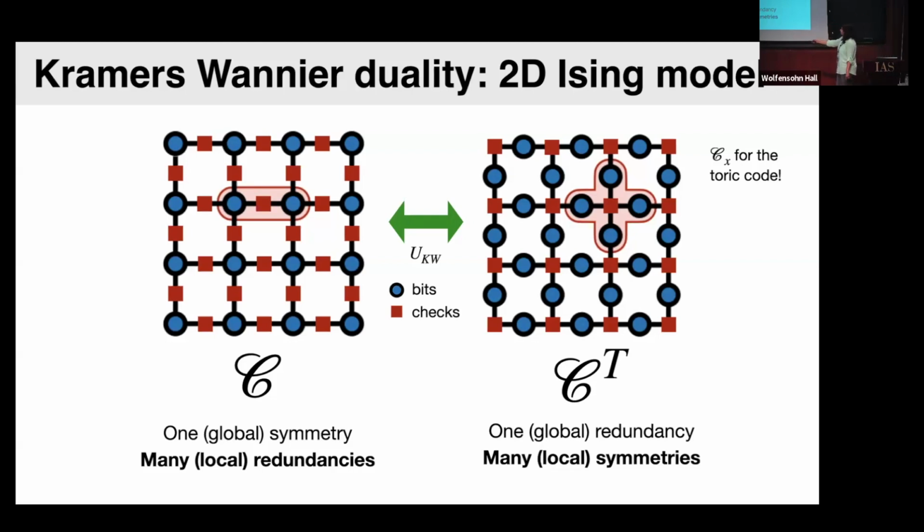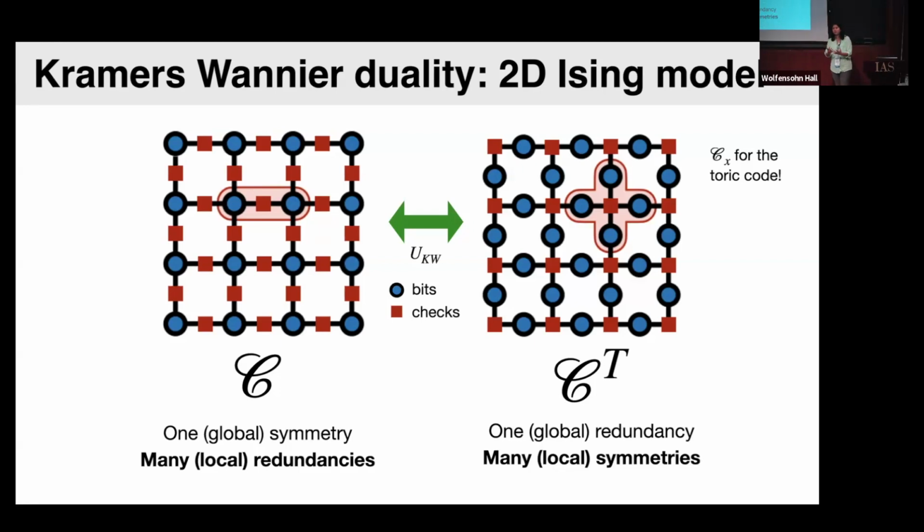So the point is that this transpose map is going to swap the role of symmetries and redundancies. I had one global symmetry in the Ising model; that becomes one global redundancy in the toric code. This is the redundancy that we were talking about: if you multiply all these X checks, you get the identity back. And crucially, the fact that you had many local redundancies means that you now have many local symmetries in the transpose code. For a gauge theory, you want a model with many local symmetries.